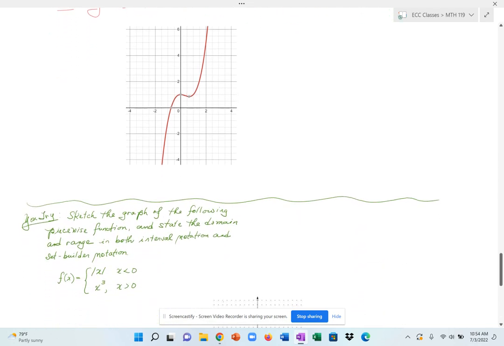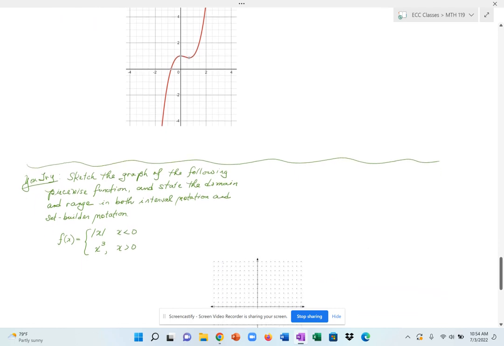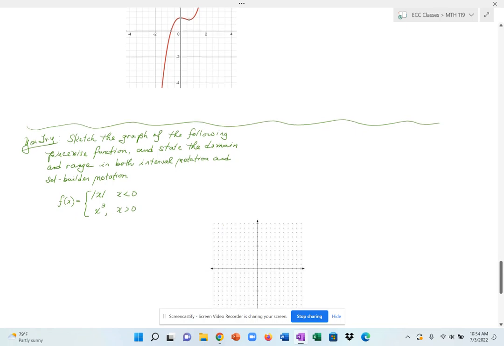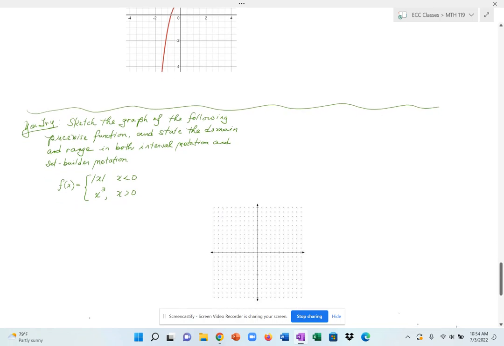So here's one for you to try. It's sketch the piecewise function, state the domain and range in both interval and set builder notation. These are two of the parent graphs that I gave you earlier. But again, always pay attention to what the restrictions are here.